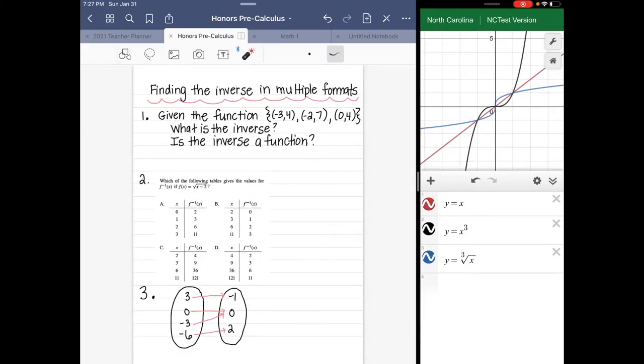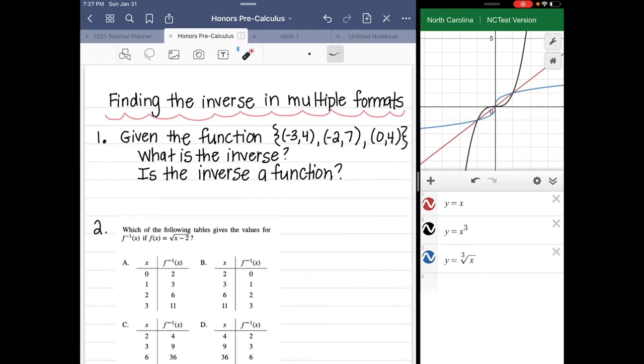But now what we're going to do is look at some examples of inverses in multiple formats. So what happens if I give you just a set of points and I ask you to find the inverse? Well, the inverse means that I'm going to flip my x and my y. It is as simple as that. So if I start with my problem, I'm going to have a new set. If my original point was -3, 4, then my new point is going to be 4, -3.